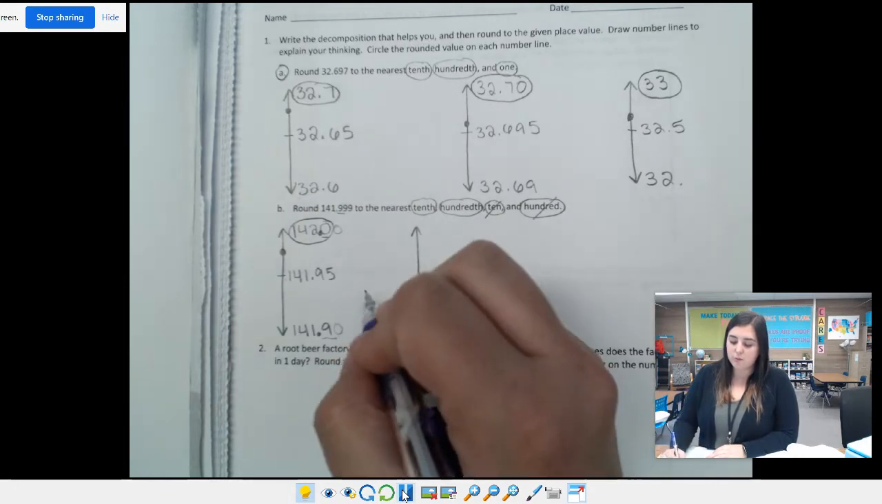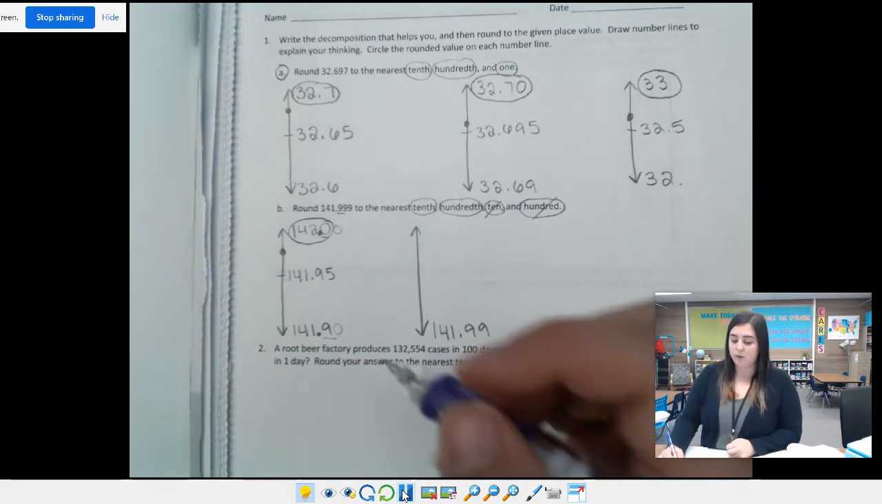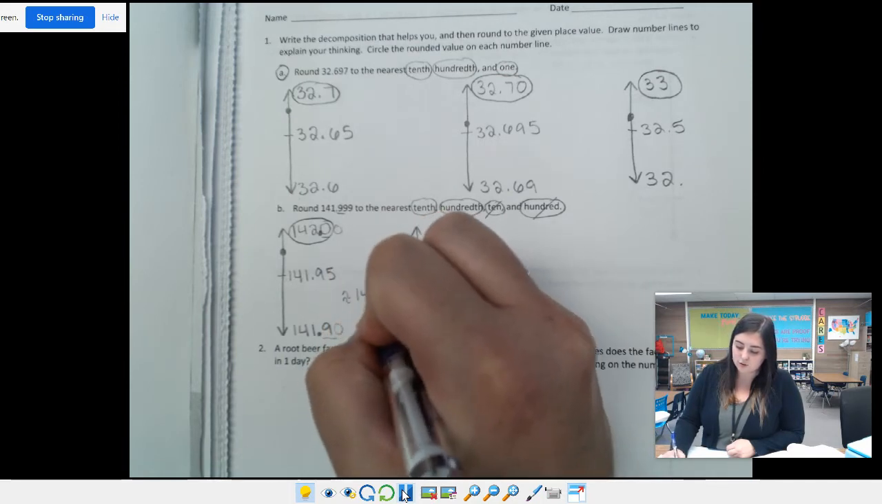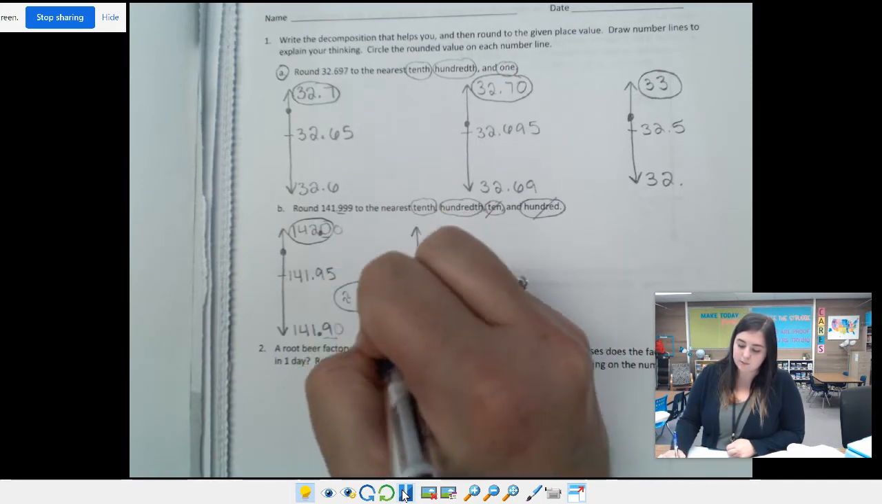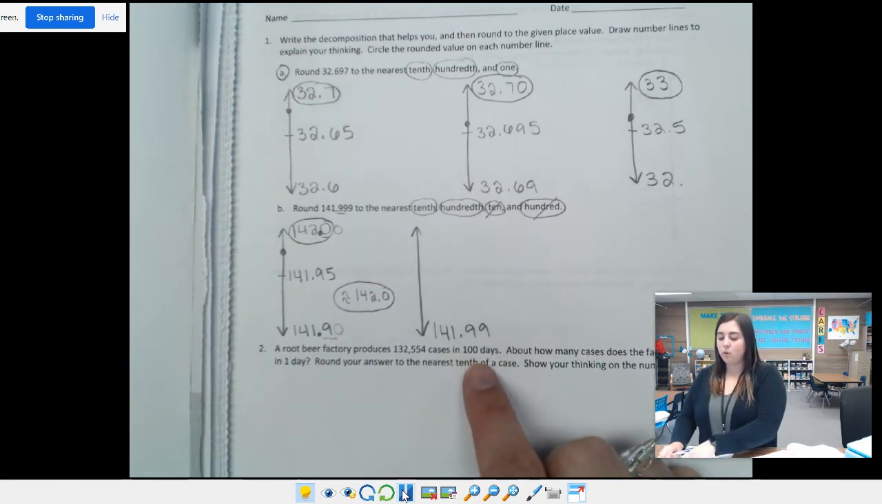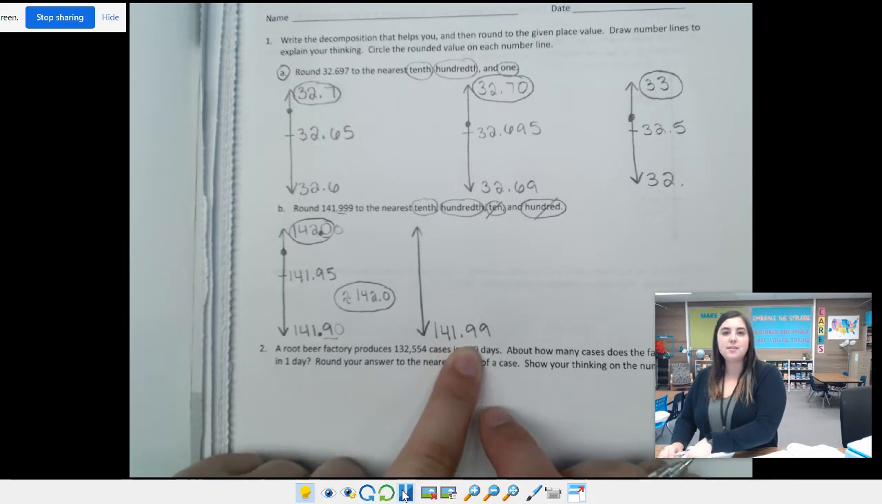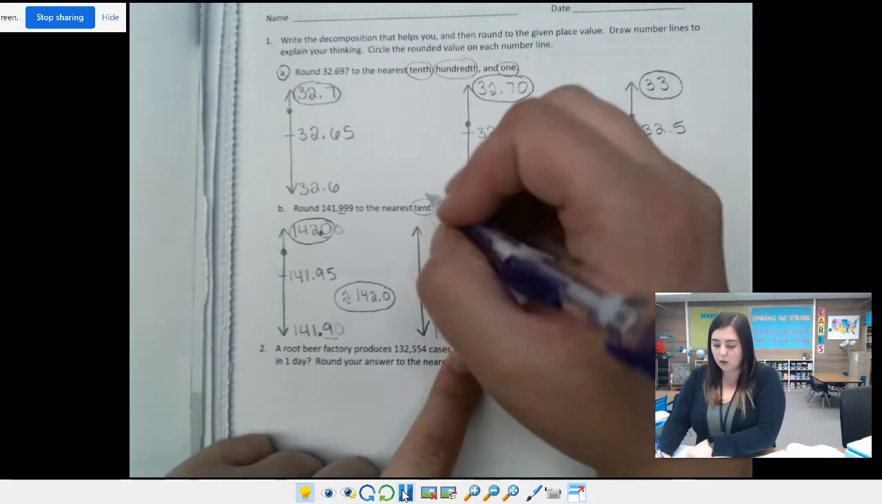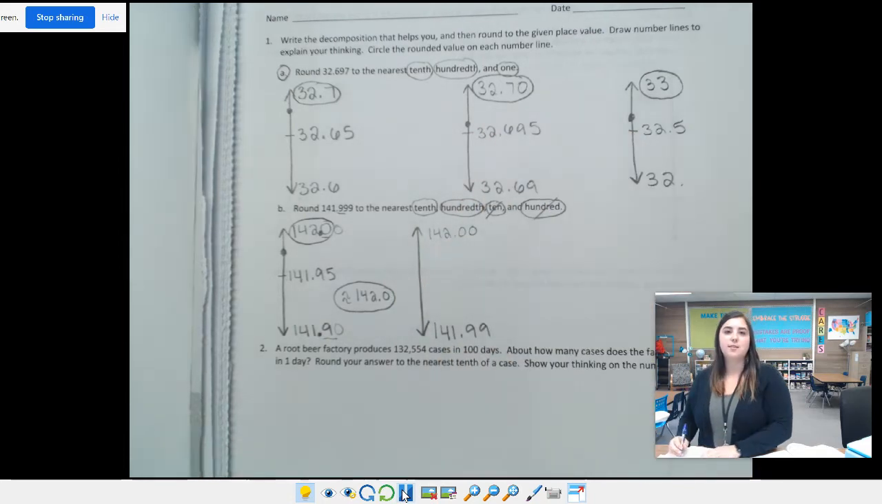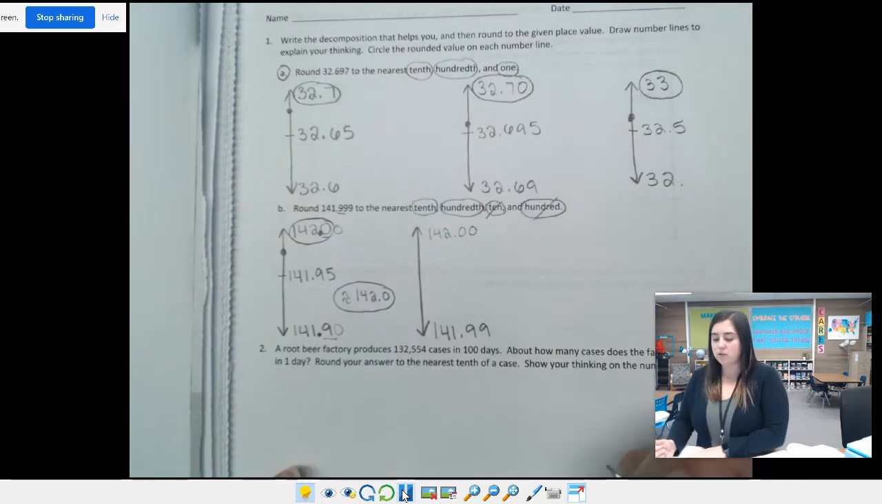So our answer should be about, I didn't leave a lot of room here, but about 142 and 0 tenths. That is our answer. And the second one here, I thought of money, $141.99 plus a penny would be $142.00. What's in between those two?